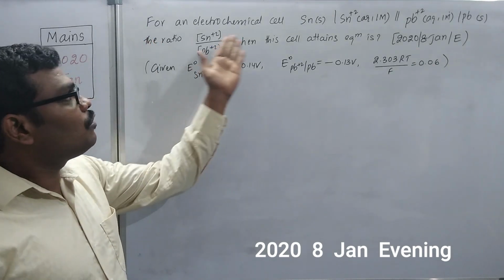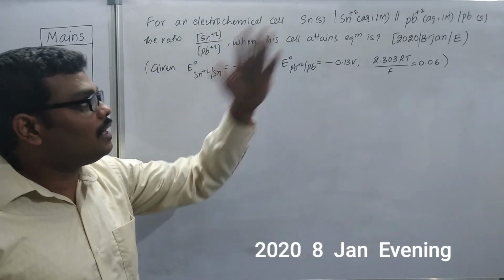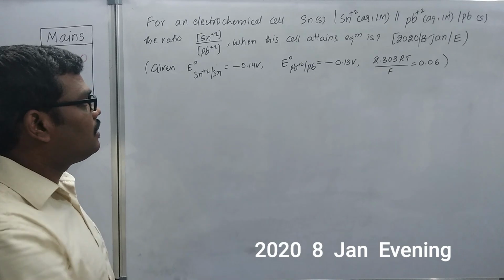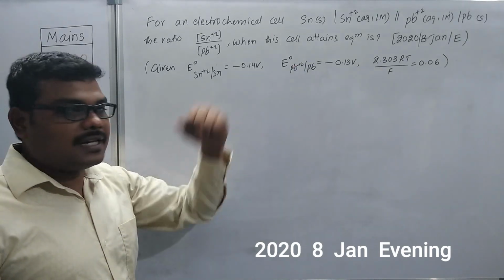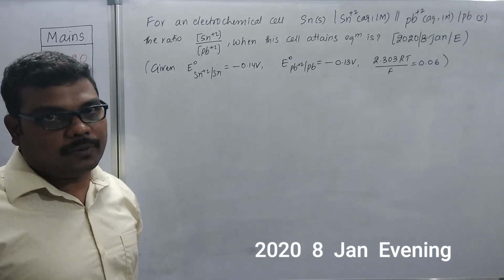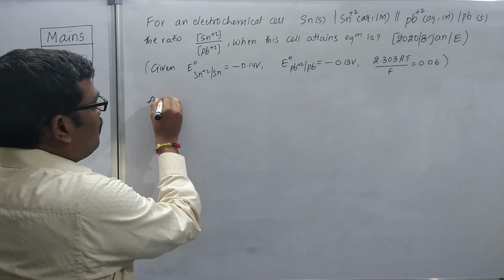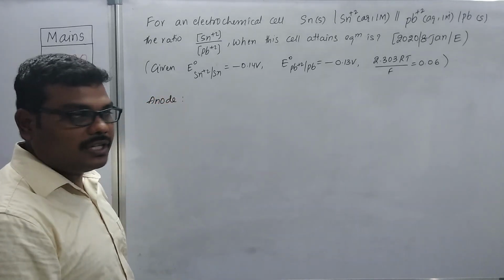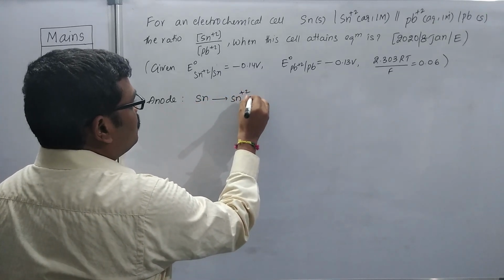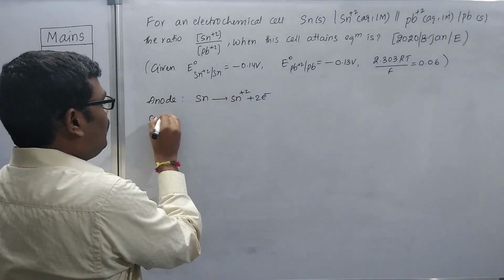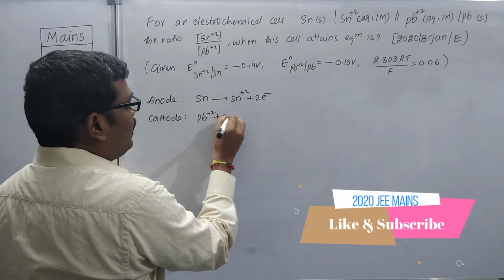The next question was asked in January 2018 in the evening session. The question is, for an electrochemical cell, the ratio of these two ions when the cell attains equilibrium is asked. The given data: the standard reduction potential of tin is minus 0.14 volts, and the standard reduction potential of lead is minus 0.13 volts. First we'll write the anodic and cathodic half reactions. At anode, oxidation takes place: tin is oxidized to Sn2 plus plus 2 electrons. At cathode, reduction takes place: lead ion is reduced to lead.